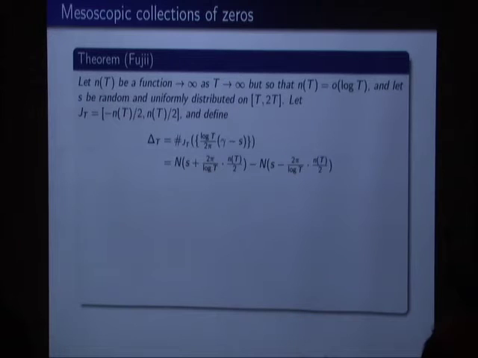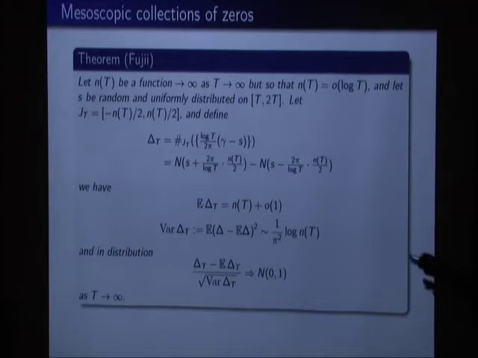And then you look at an interval J_T, which grows with T, and its size is N(T). And then you count, just like we were doing before, these randomly translated and stretched out zeta zeros that happen to lie in this interval J_T. But now you're not looking at a fixed interval, you're looking at one that grows with T. So a more traditional way of writing this is just in terms of these count functions N. And the theorem of Fujii says that, as you would guess, the expected value of these counts is just N(T), since we space them out to have mean unit density.